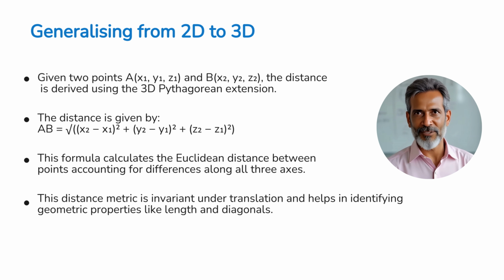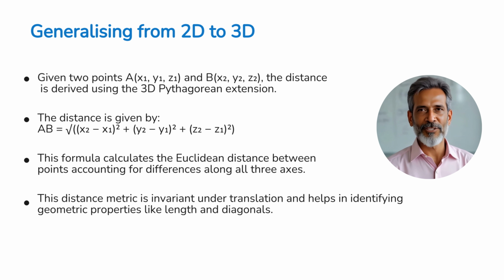Let me say that again slowly. Distance AB is equal to the square root of the sum of (x2 minus x1) squared plus (y2 minus y1) squared plus (z2 minus z1) squared. This tells us the Euclidean distance, basically the shortest straight line path between the 2 points by accounting for the differences along all three coordinate directions.